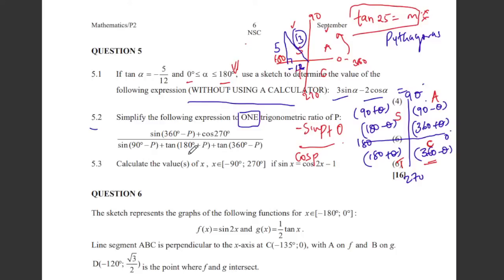And then the tan of 180 plus: 180 is in quadrant number 3, and in this quadrant tan is positive. So you'll have something like a tan P. And then 360 minus for tan, it's negative. So the tans cancel, and then you simplify. You're good to go. Then 5.3, calculate the values of x.